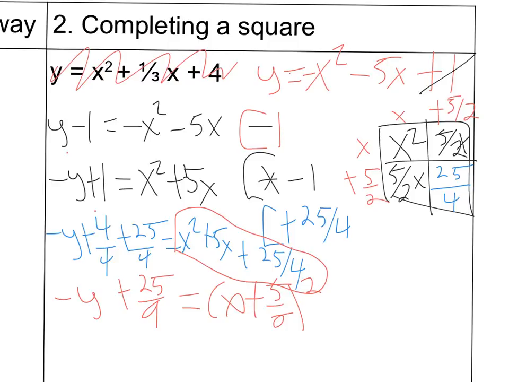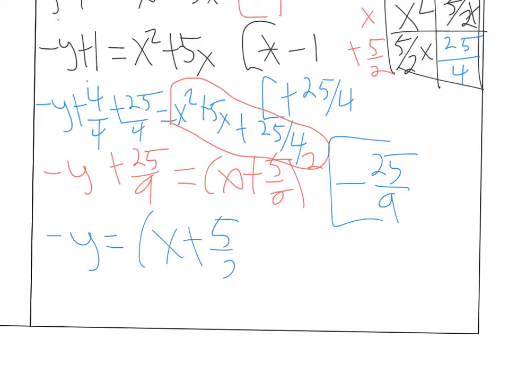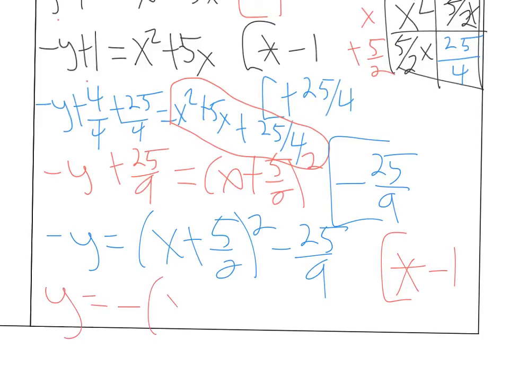And now I'm going to have to subtract 25 over 4 on both sides. Negative y would equal x plus 5 over 2 squared minus 25 over 4. I don't really want to have an equation that says negative y equals. It would be preferable to have y equals, so I can multiply both sides by negative 1 again. And I'll have y equals the negative of x plus 5 over 2 squared plus 25 over 4.